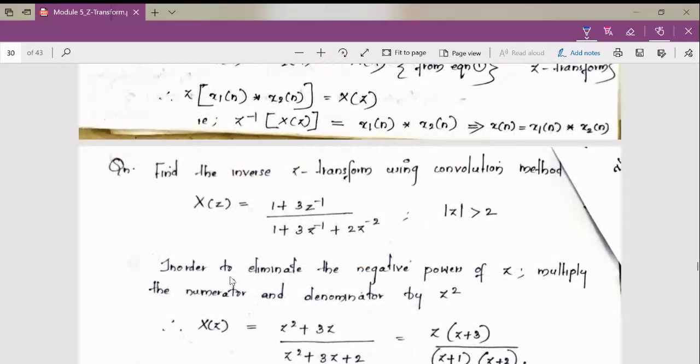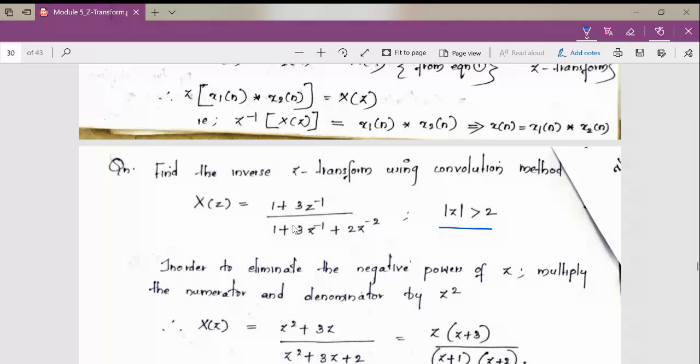So let's find the inverse Z transform using convolution method of the given X of z, that is X of z is equal to 1 plus 3z raised to minus 1 divided by 1 plus 3z raised to minus 1 plus 2z raised to minus 2, and provided ROC magnitude of z greater than 2.